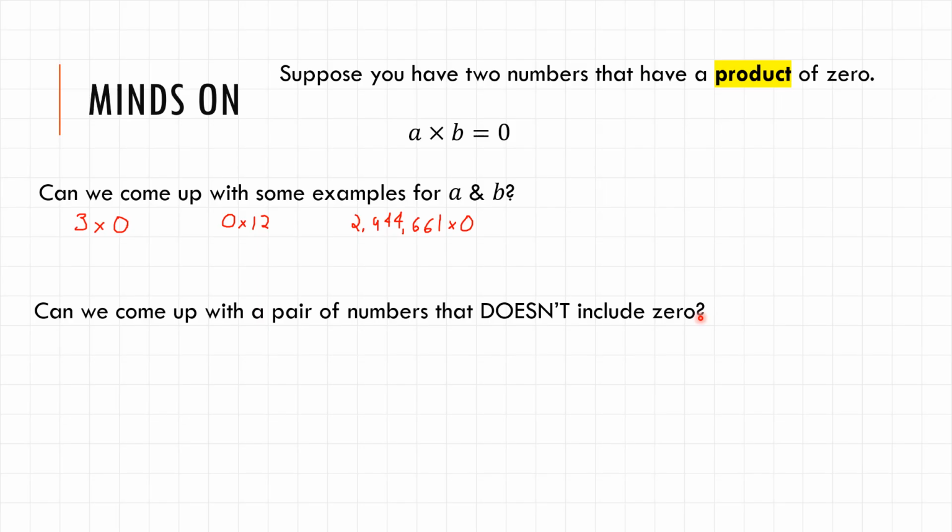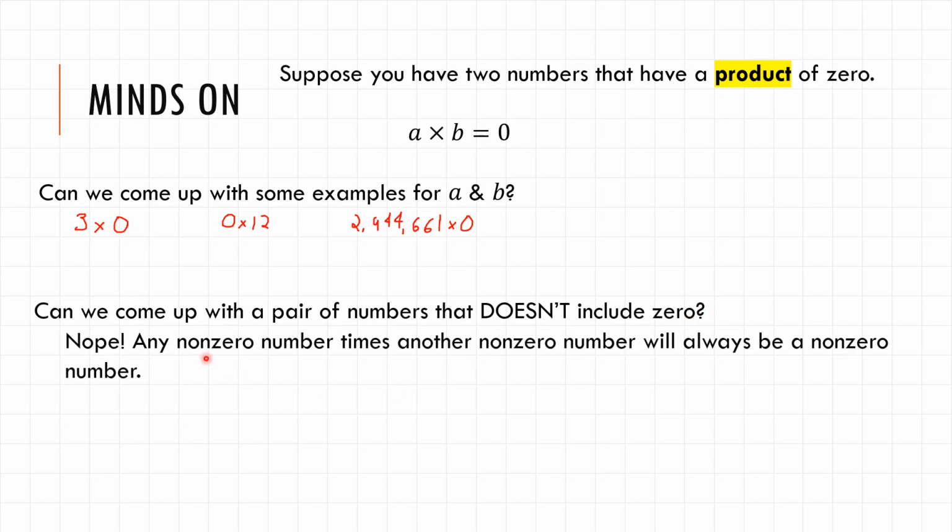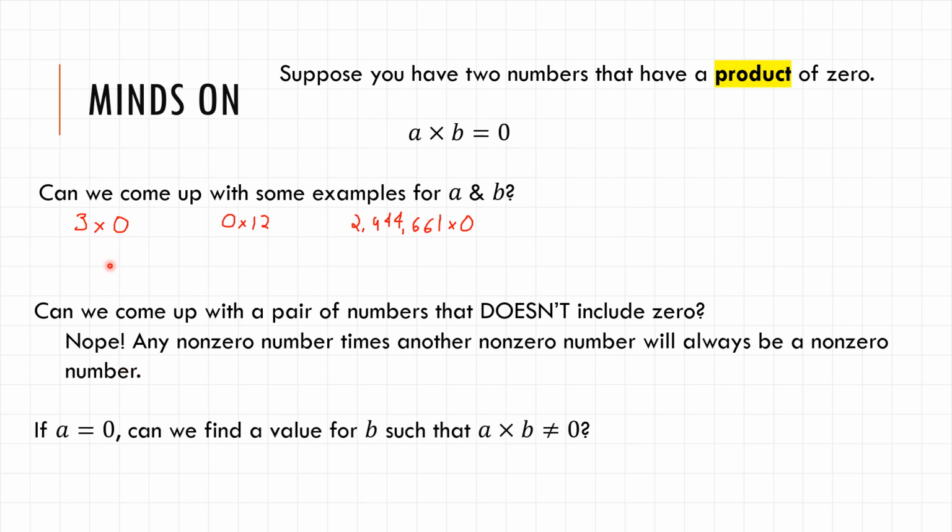Well, hopefully you managed to see that no, we can't do that. If we take any non-zero number like 12 or 3 or 2 million or whatever, and we multiply it by another non-zero number, the answer will always be not 0. But if one of them is 0, for example, let's choose the first one, A. If A is 0, can you find a value of B such that when you multiply them, the answer is not 0? Pause the video here and give that a shot.